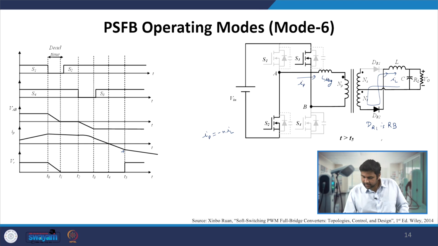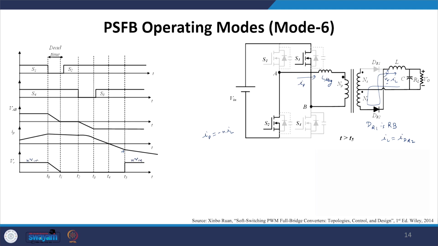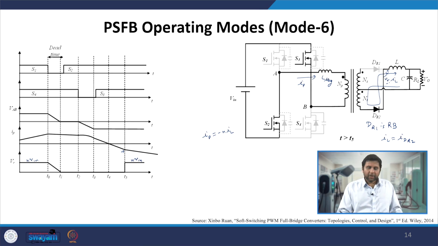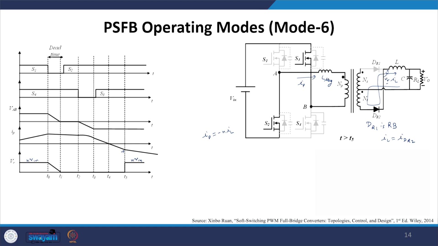The entire IL will be nothing but equal to IDR2. The entire current is flowing through DR2, and since the entire current is flowing through DR2, the VR voltage which is appearing will be nothing but, here it was N Vin, so here also it was N Vin voltage which will be appearing across this inductor, and then we can do the volt-second balance across the inductor and then calculate how the output voltage varies with respect to the duty ratio D.